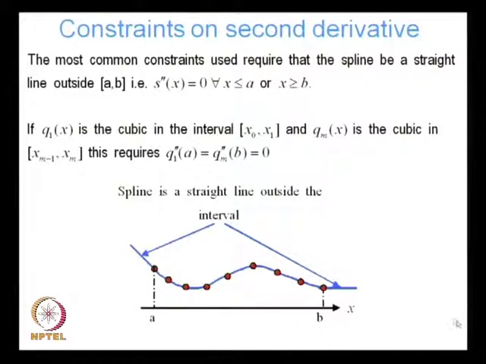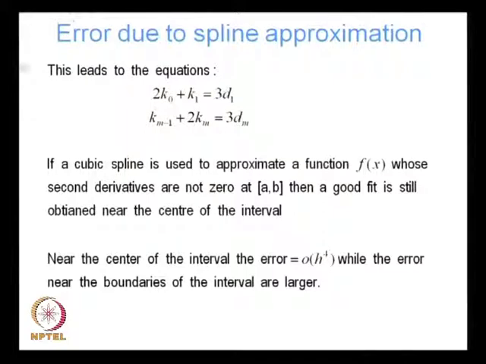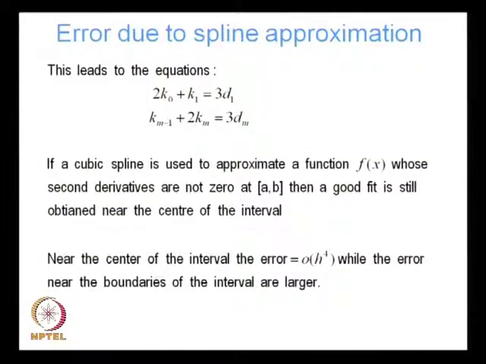Both must, you can see these are splines, a straight line outside that interval, right. What happens? These conditions give me these 2 additional equations. The first equation involves k0 and k1 because it refers to the first interval. The last equation involves km minus 1 and km because it refers to the last interval, and these 2 are the additional constraints. Now I have m plus 1 equations for my m plus 1 unknowns.